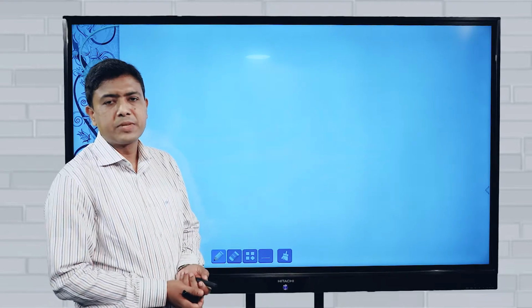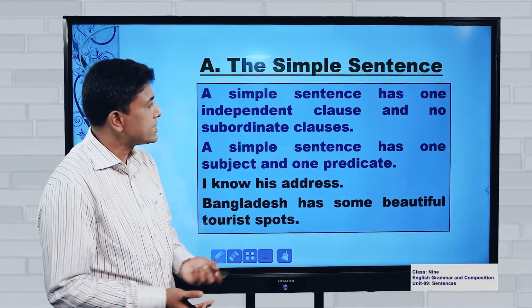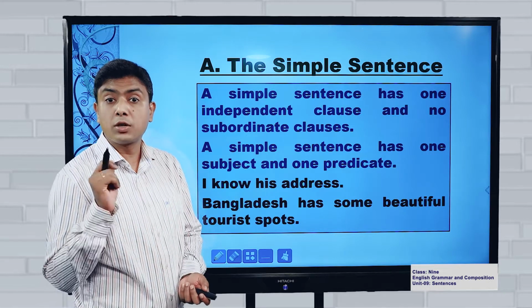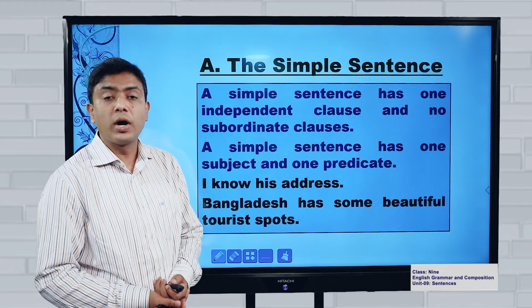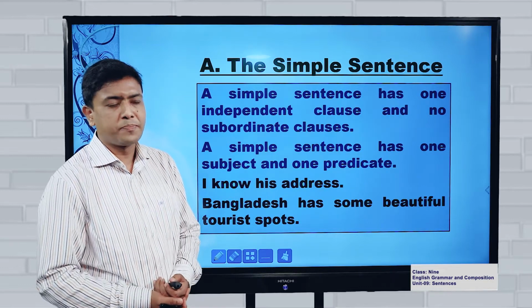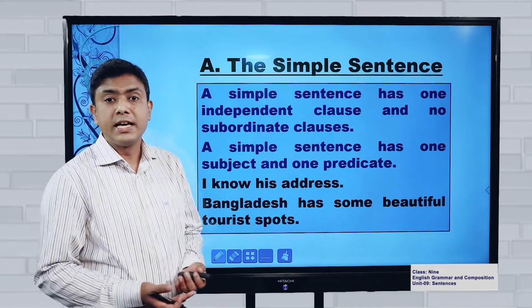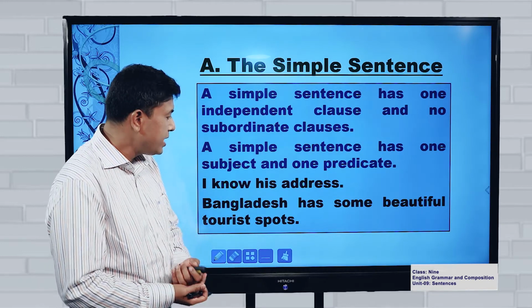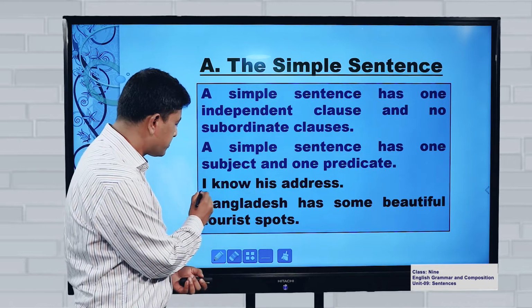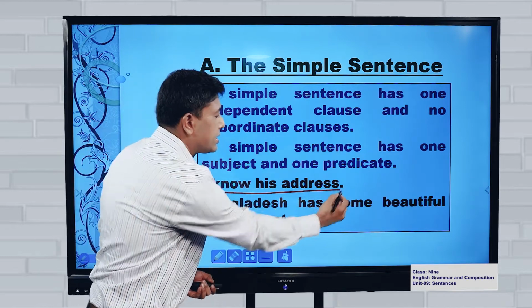The first one, simple sentence. Now, you see a simple sentence has one independent clause and no subordinate clauses. That means it has one subject and one predicate. If you look at these examples, it is going to be absolutely clear to you. First sentence, I know his address. This is the subject, and this is going to be the predicate.